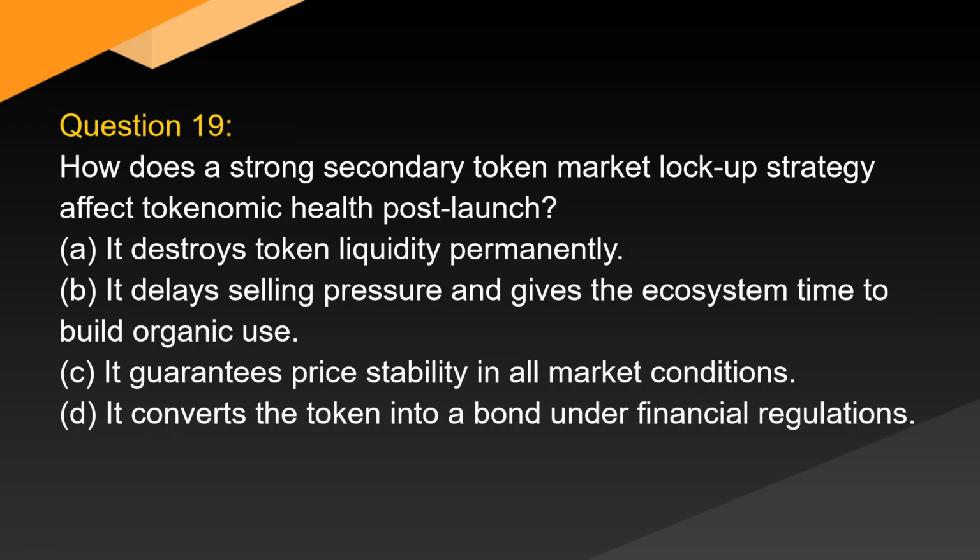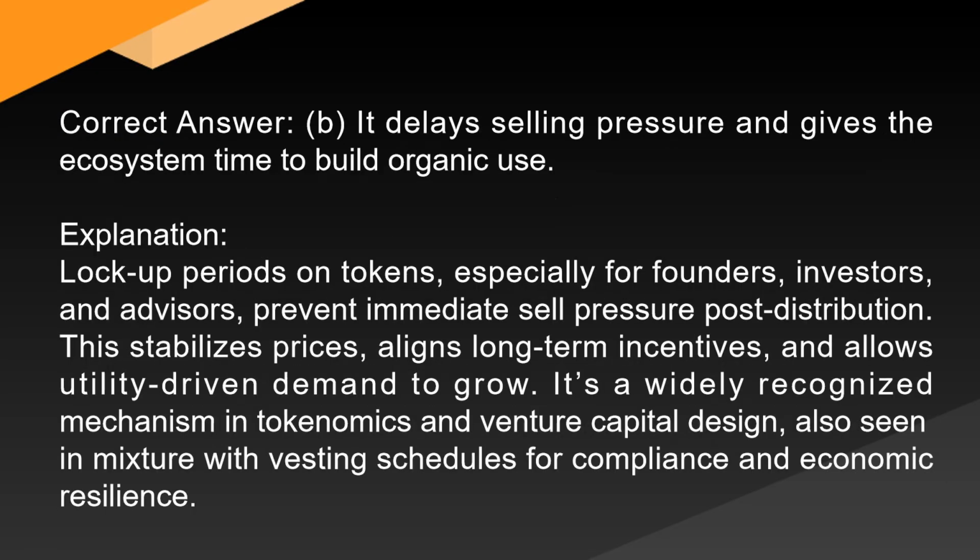Question 19. How does a strong secondary token market lockup strategy affect tokenomic health post-launch? A. It destroys token liquidity permanently. B. It delays selling pressure and gives the ecosystem time to build organic use. C. It guarantees price stability in all market conditions. D. It converts the token into a bond under financial regulations. Correct answer: B. It delays selling pressure and gives the ecosystem time to build organic use.